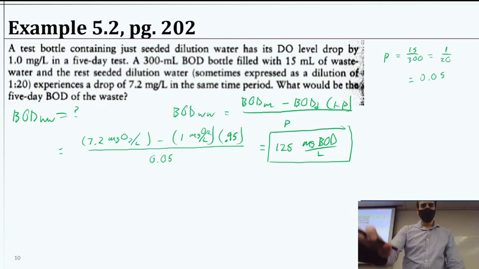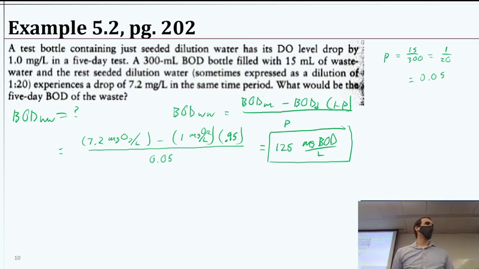All right, so any questions there? Like I said, this is complicated in that there are a lot of different moving parts. You have to be able to understand and interpret the text here, what it means by a drop, and the fact that you don't have to have the initial value, some things like that. But overall, it's not a very difficult equation to use. So that's about it for our observations of BOD and how to measure them.